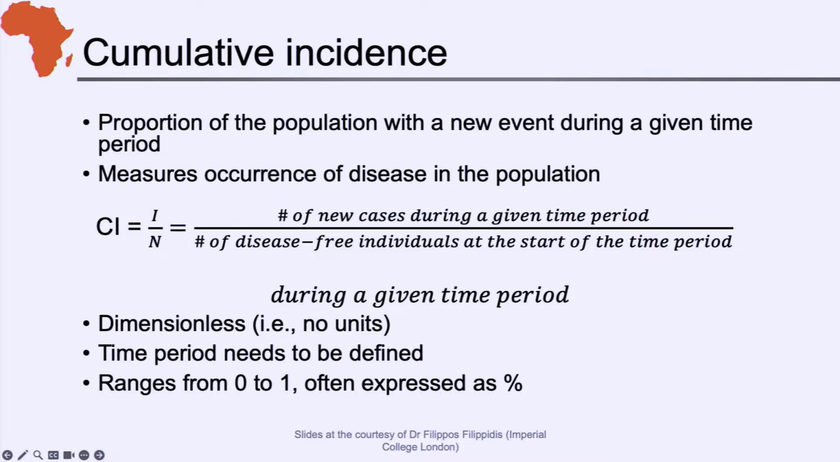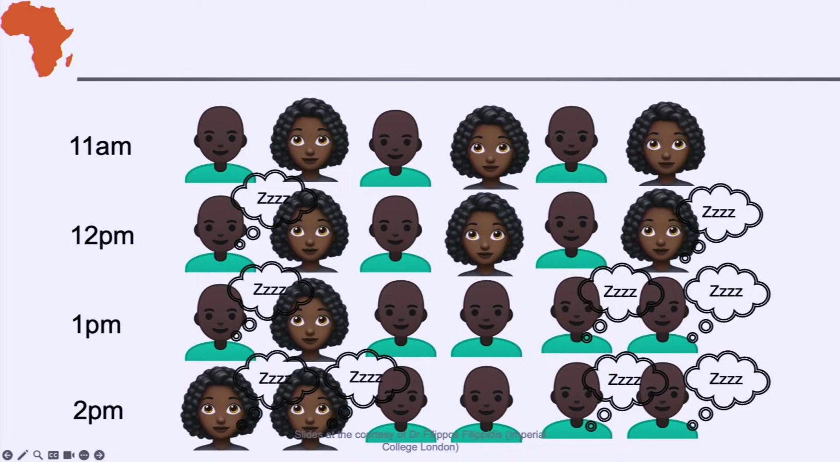So maybe you go back to the diagram. Okay. So my question is, what's the formula, the number of disease-free individuals from the beginning of the time period? I'll assume our time period is at 11 a.m. and all of the 6 were disease-free.